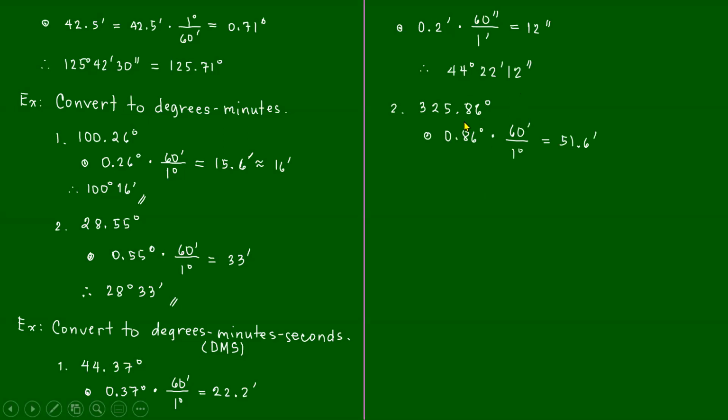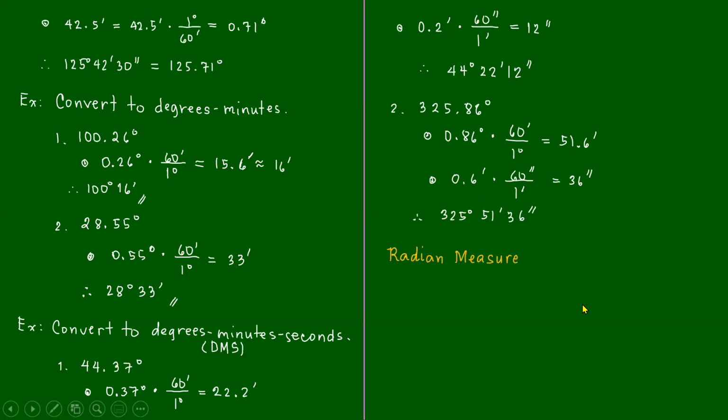0.86. So the decimal part is 0.86 degree times 60 minutes per degree. So that is 51.6 minutes. Let's take the decimal part of that minute measure. So 0.6 multiplied by 60 seconds per minute, getting 36 seconds. Hence, we have 325 degrees, 51 minutes, 36 seconds.